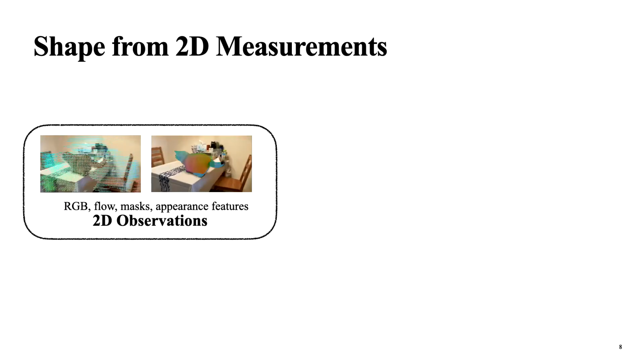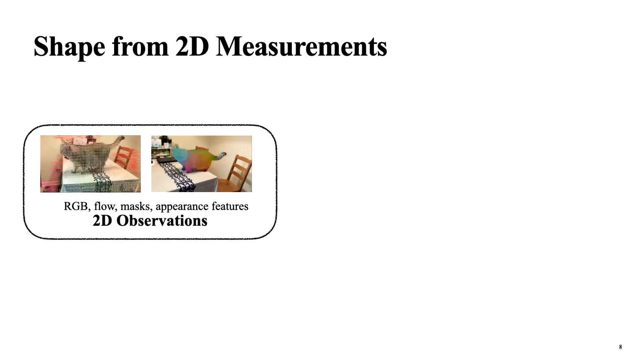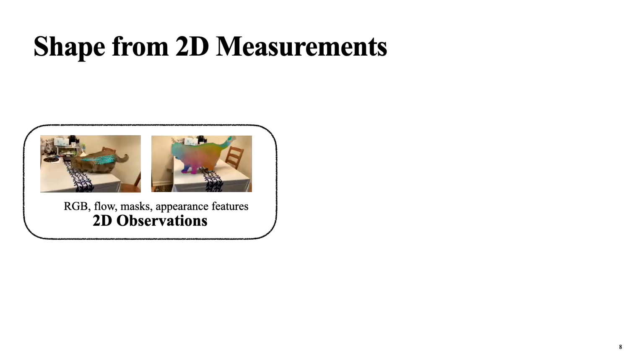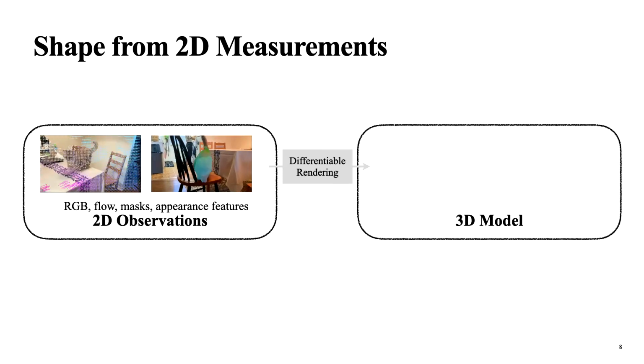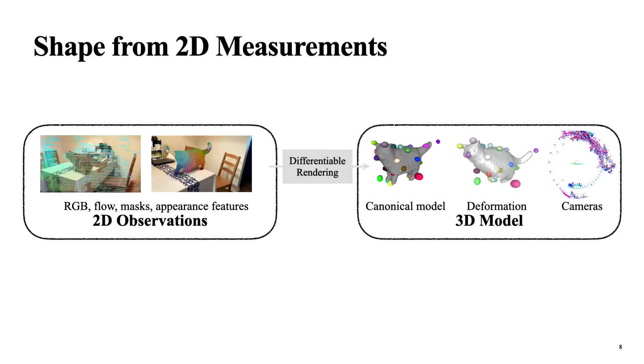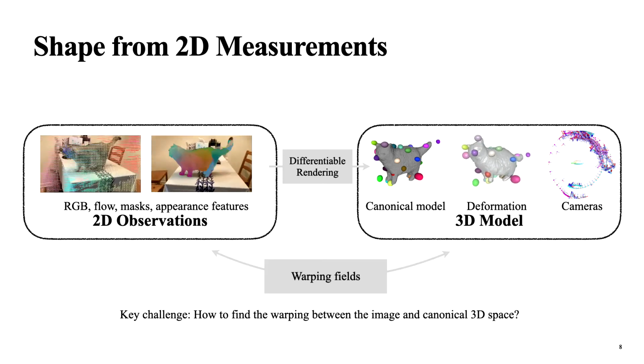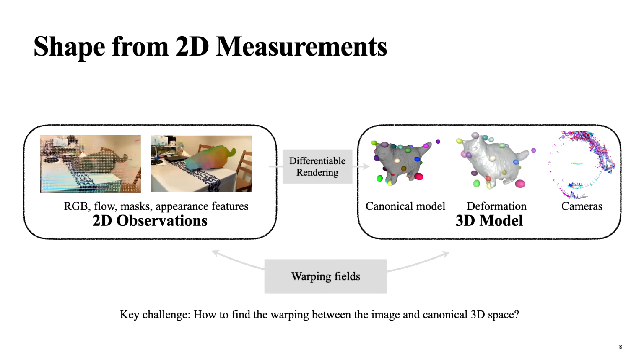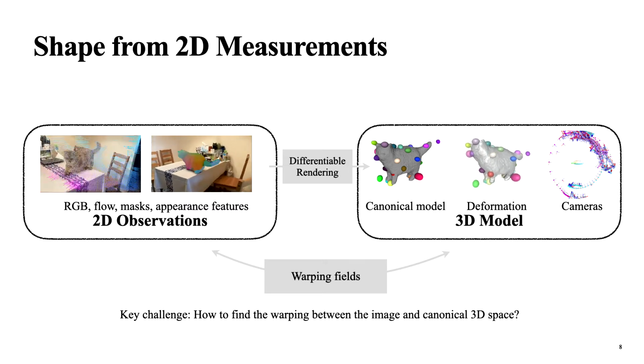Given the image observations, including pixel colors, optical flow, segmentations, and appearance features, we apply differentiable rendering to solve for a canonical 3D shape, time-varying deformations, and camera poses. Here, the key challenge is to find the precise warpings between the image space and the canonical 3D space.